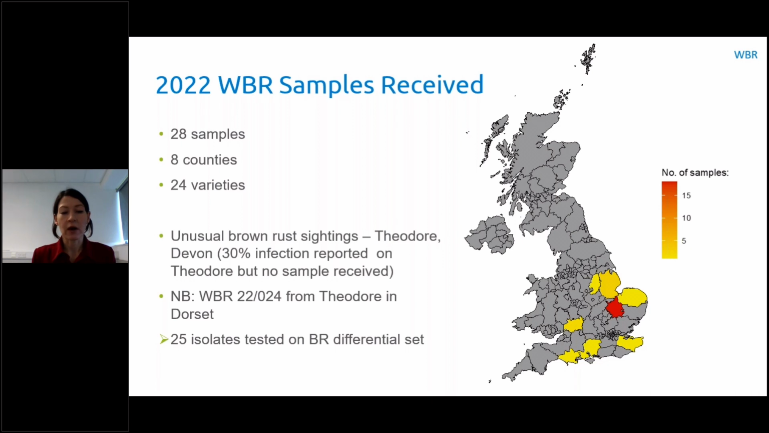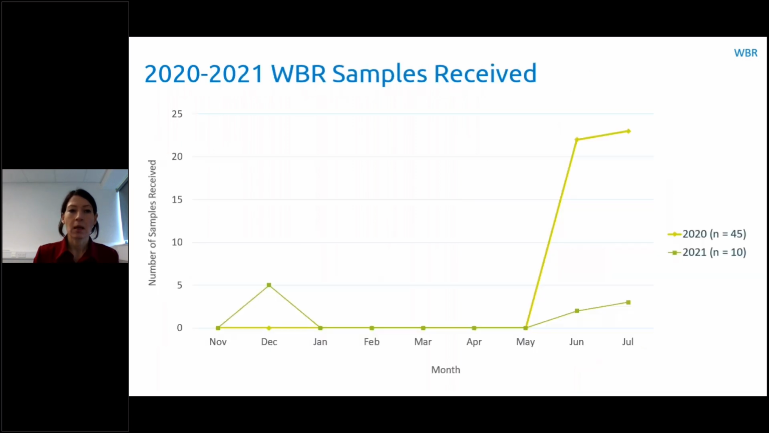And we selected 25 isolates for the testing on the brown rust differential set. So again, the brown rust sample intake, I wanted to show you this slide because although we don't really get that many brown rust samples in each year, June and July usually tend to be our busiest months. And usually July just beats June in terms of number of samples.